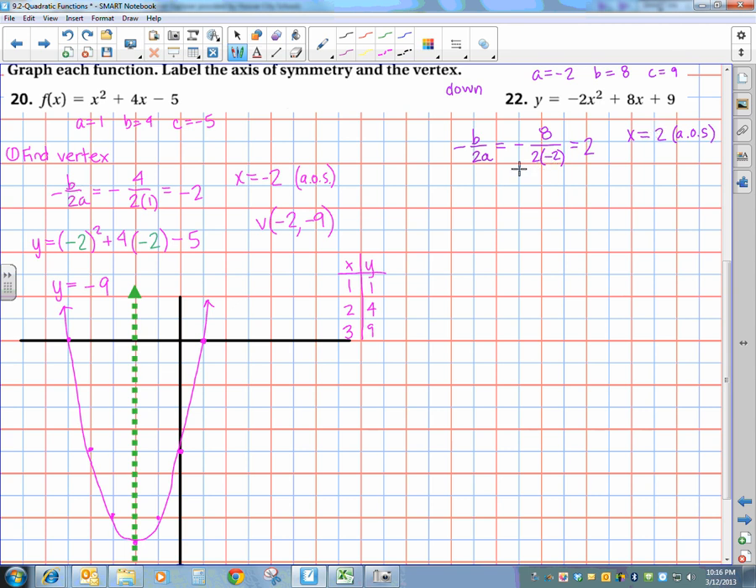And from there we've got to plug it back in. So y equals -2 times x squared plus 8 times x plus 9. And what am I going to plug in for my x? I'm going to plug in what I just found, so that's 2. When we simplify that, we find out that y is -8 plus 16 is 8 plus 9 is 17. So my vertex here is 2, 17. And I'm going down. So let's put in our axes.